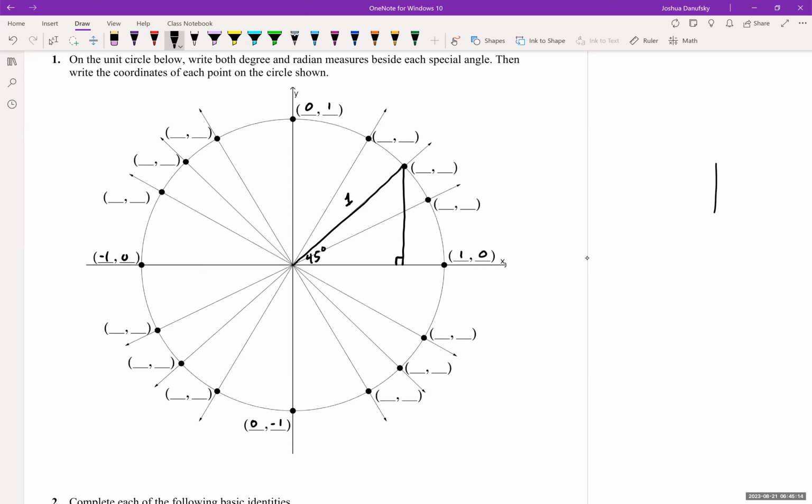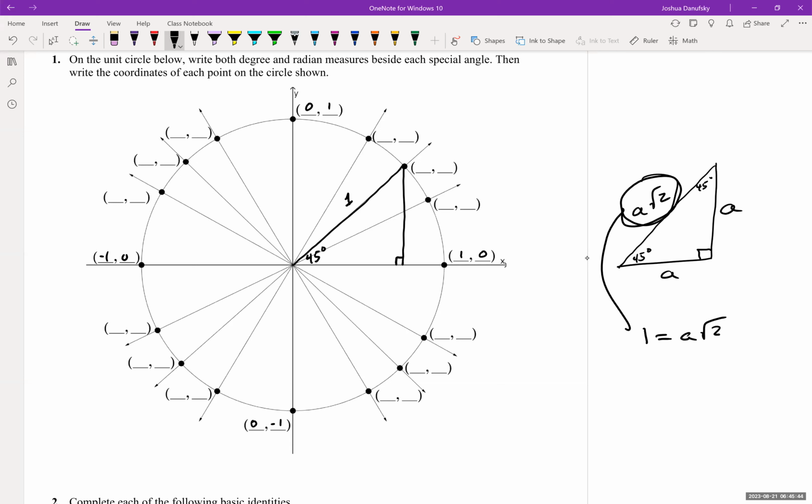So if we remember something about 45, 45, 90 triangles, they have a ratio of their sides. The ratio of their sides are A, A, and A root 2. And this can be shown using the Pythagorean theorem, but we won't take the time to do that right now. So with the 45, 45, 90 that we have on the circle, we're given the hypotenuse, which is 1. So 1 equals A square root of 2.